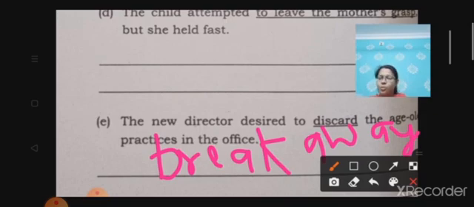So students, I hope that you are clear with the phrasal verbs. So let's move on to the next topic, that is from your unit 7, packing.